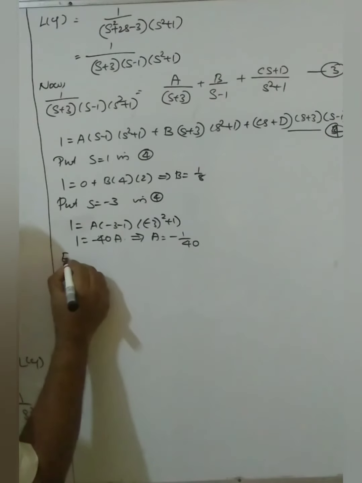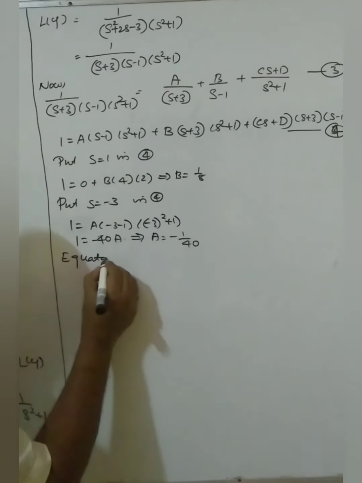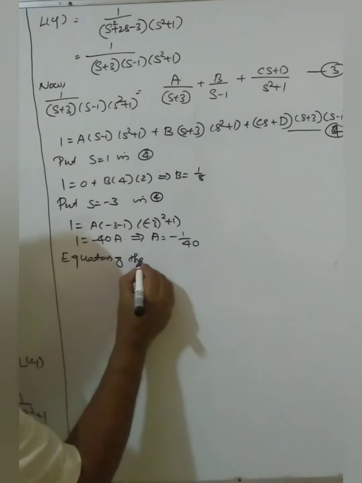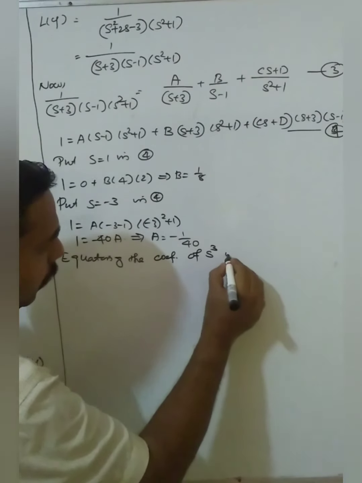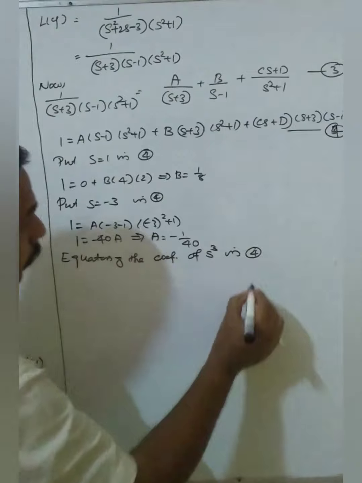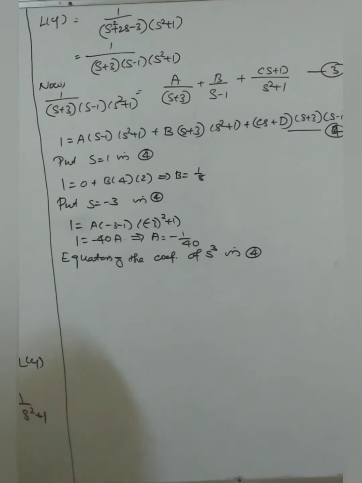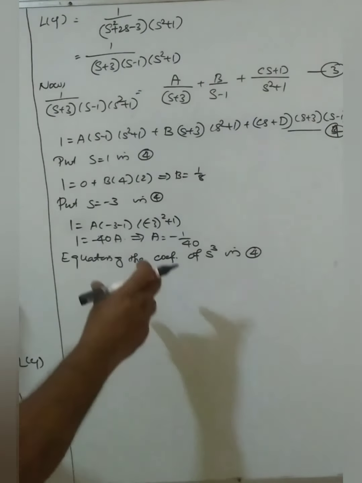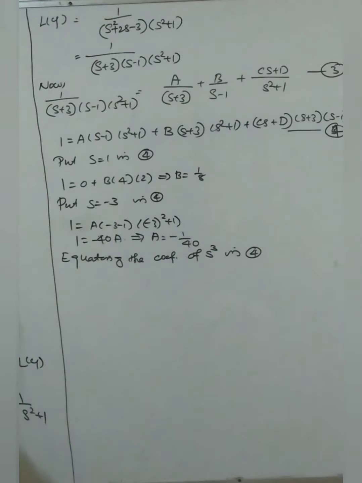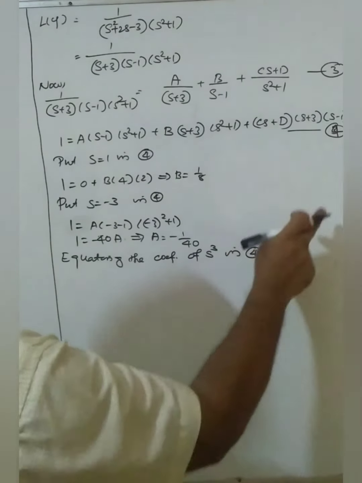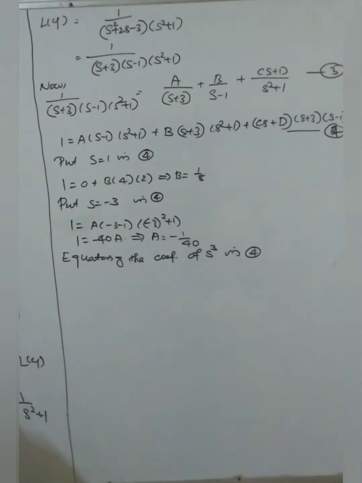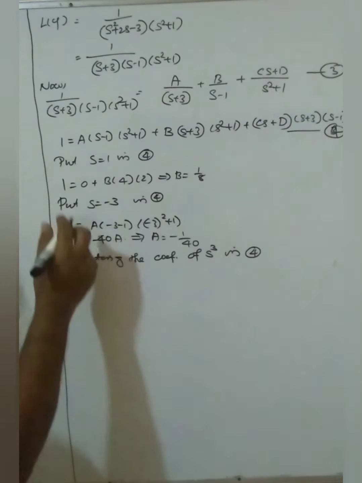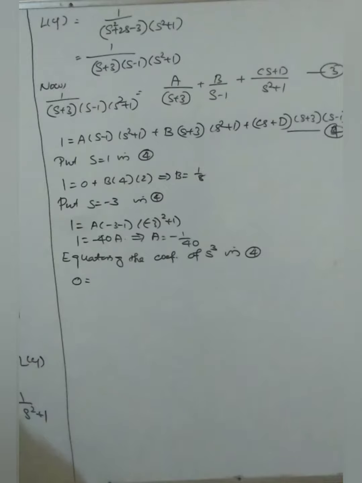So equating the coefficient of s cube in equation 4. Our idea is you take the coefficient of s cube from this equation number 4. Here there is no s cube, so that is equal to 0.